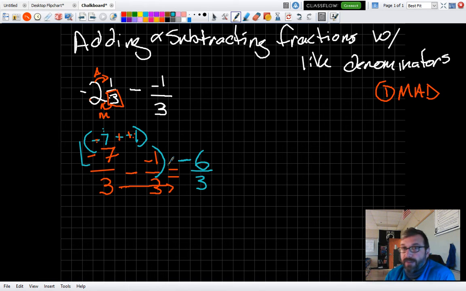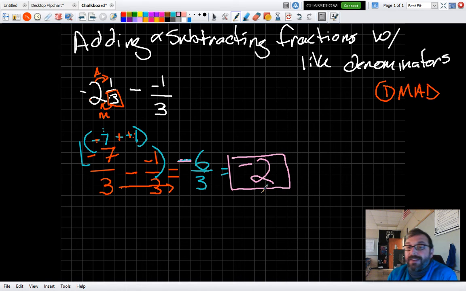I've got to simplify. I need to look: 3 goes into 6 how many times? 3 goes into 6 two times, and it does so evenly. Then I have a negative here, and I only have one negative, so a number divided by a negative remains a negative. So in this example, our answer comes down to negative 2.